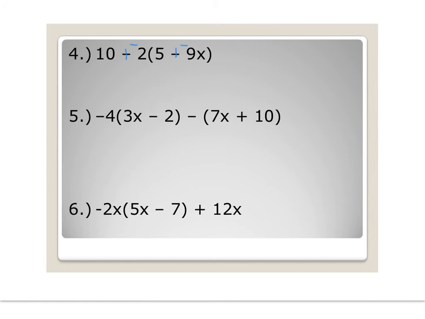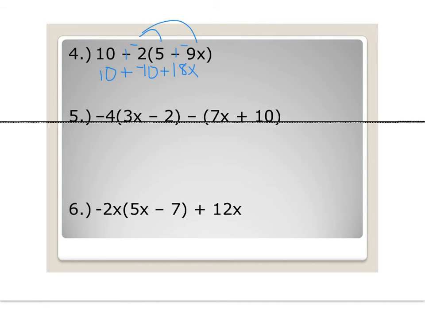So when we distribute, remember we distribute the number that comes directly in front of the parentheses. So this -2 is what comes directly in front of the parentheses. So I'm going to distribute that number. This 10 is in front. We're going to deal with that later. Plus -2 times 5 is -10 plus -2 times a -9x. Remember, two negatives become a positive, so it'll be a positive 18x.